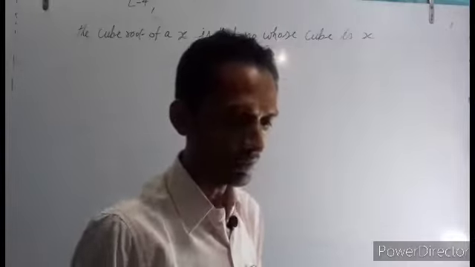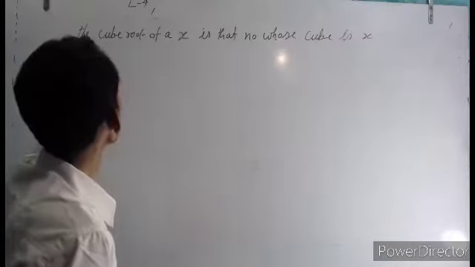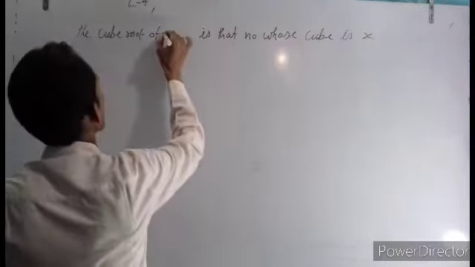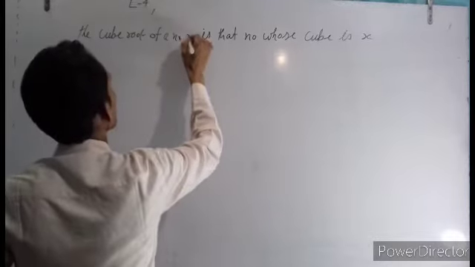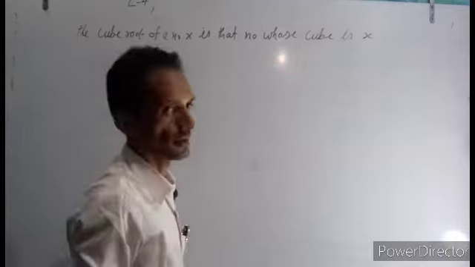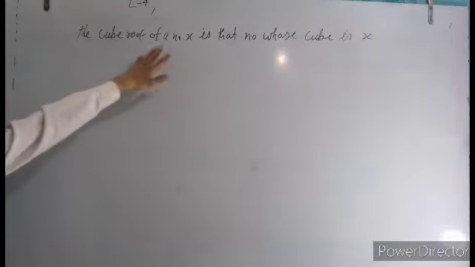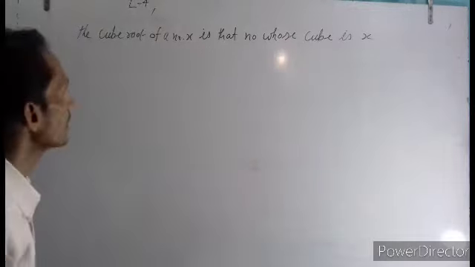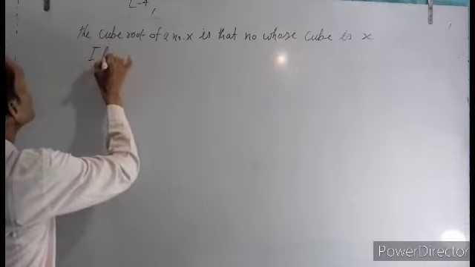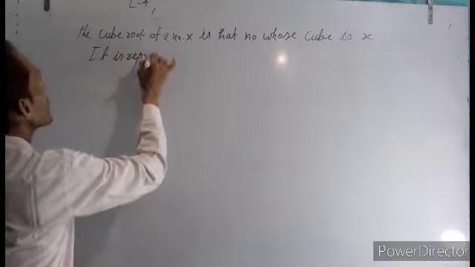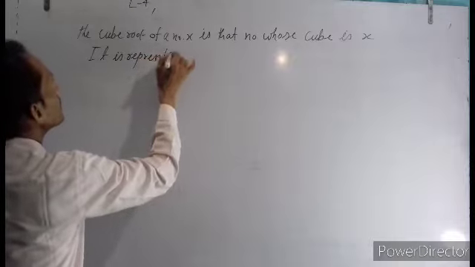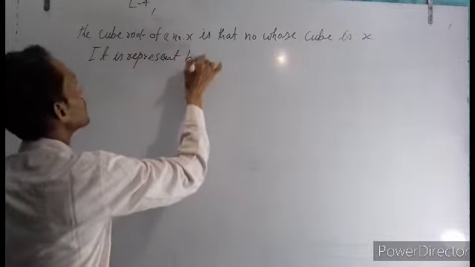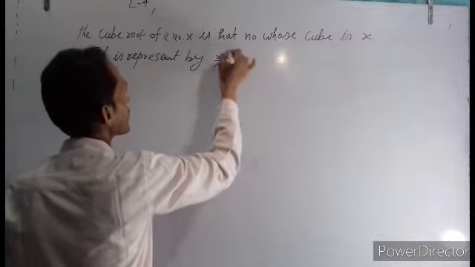You can say that the cube root of a number x is that number whose cube is x. Suppose you are given the number x and we apply the cube to x, it will come out as x, and this is represented by the cube root of x.